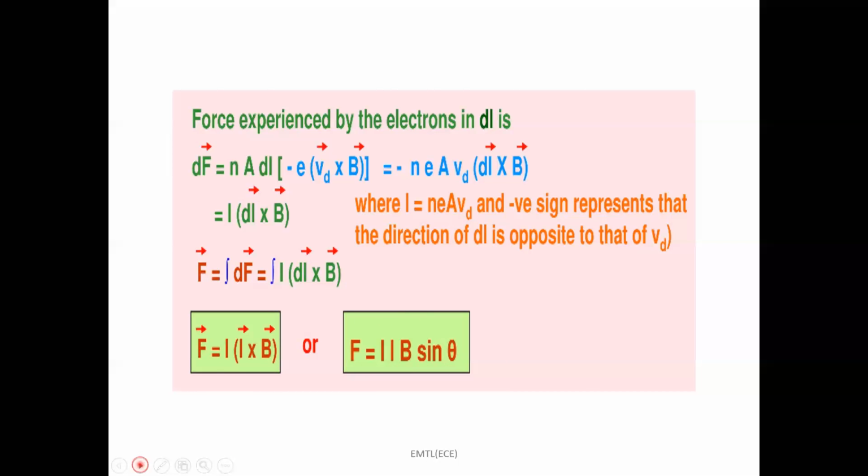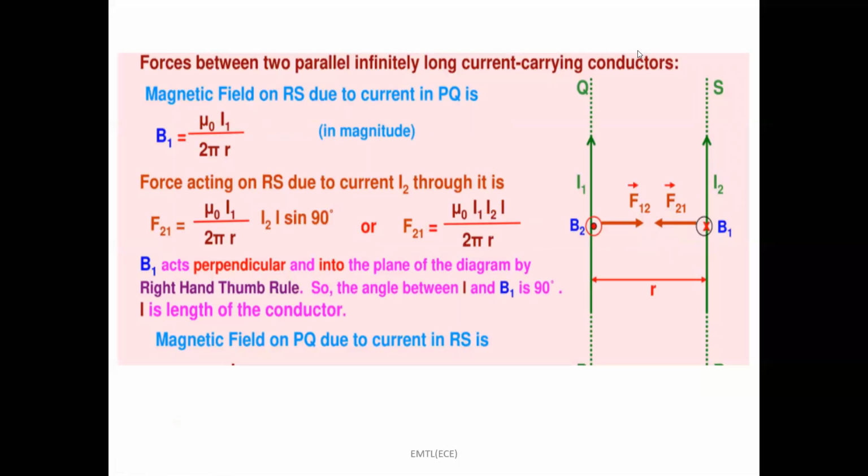Now the next concept is the force experienced between two parallel infinite long current carrying conductors. So here, these are the current carrying conductors. This is Q and this is S. They are long current carrying conductors. So I1 is the current passed through the Q conductor, and I2 is the current passed through the S conductor.